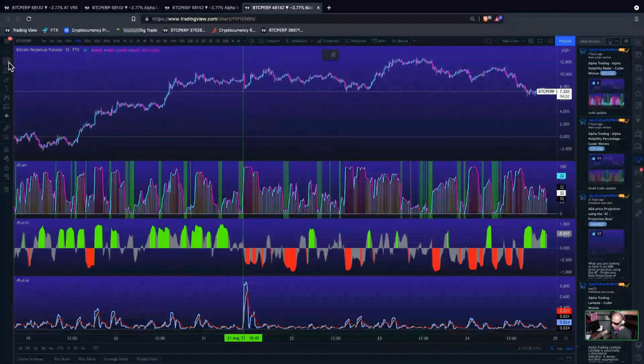This is very powerful when you understand how to use these indicators. Here's another expansion in volatility. Price down, because it was negatively correlated.